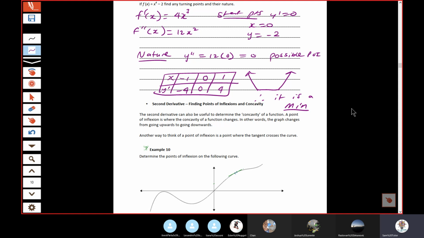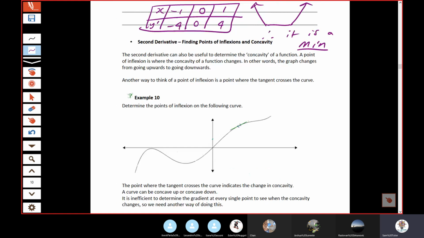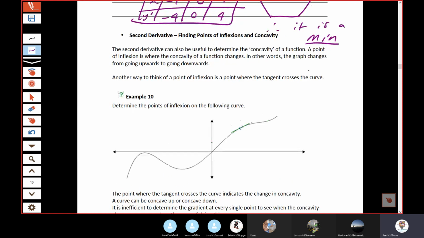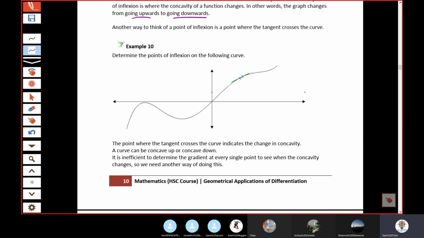The second derivative can be useful to determine the concavity of a function. I think we've explained it a few times, a point of inflection is where the concavity of a function changes. In other words, the graph changes from going upwards to going downward, or happy to sad. Another way to think about the point of inflection is a point where the tangent crosses the curve. That's like the worst definition, but anyways. Determine the points of inflection on the following curve.